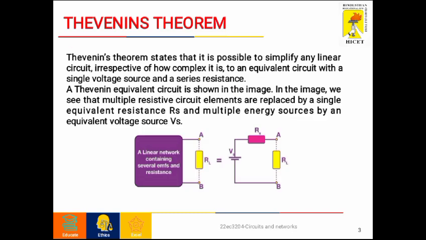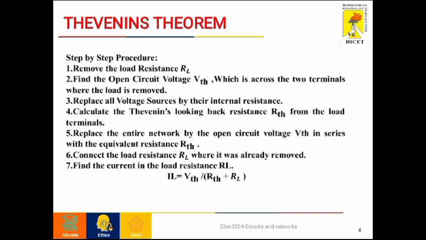Thevenin's theorem states that any complex linear network can be replaced by its equivalent circuit with a single voltage source and a series resistance. The diagram shows the equivalent circuit of Thevenin's theorem. In this we can see that multiple resistive circuit elements are replaced by a single equivalent resistance, that is Rs, and multiple energy sources by an equivalent voltage source called Vs.